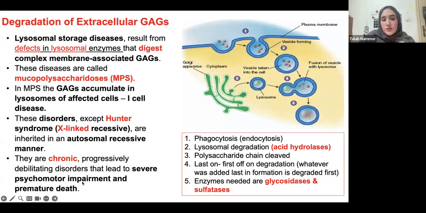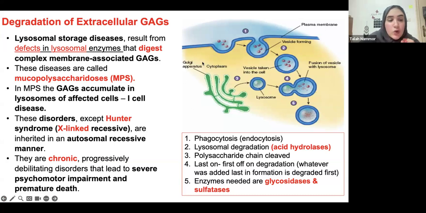And they cause psychomotor impairment, and by psychomotor impairment we mean they cause problems in their brain. So they're probably going to have issues like mental retardation. They're going to be very aggressive. Okay, now we're going to talk more about the diseases in a batch way, but for now let's look at here.